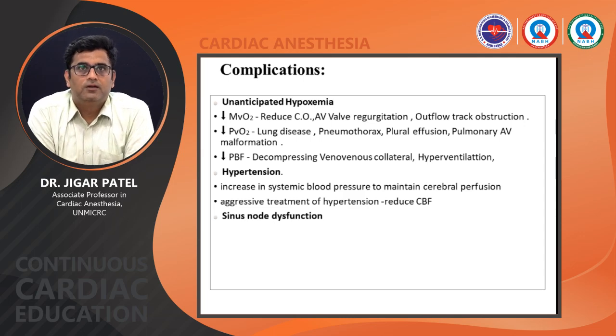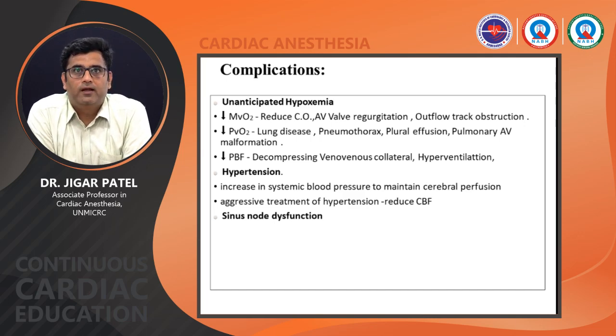Now the complication commonly present is unanticipated hypoxemia. It is due to reduced mixed venous oxygen saturation. The reasons will be reduced cardiac output, AV valve regurgitation, or outflow tract obstruction. The second cause is decreased pulmonary venous oxygen saturation. It will lead to increased transpulmonary gradient, and the causes are lung disease, pneumothorax, and pleural effusion.